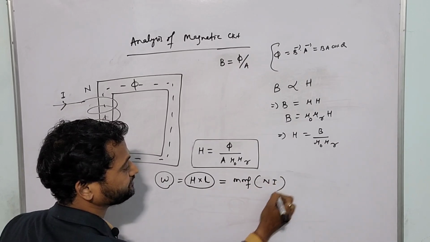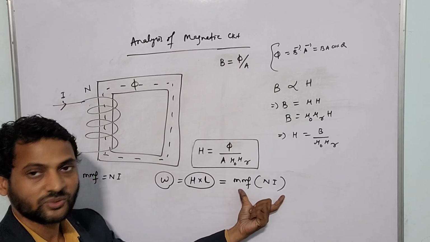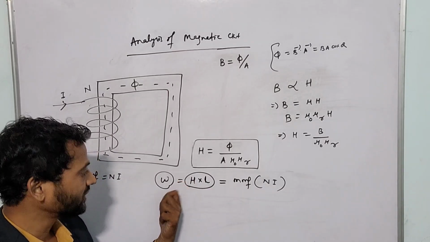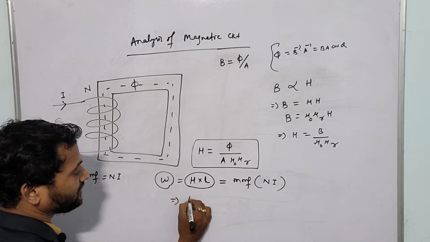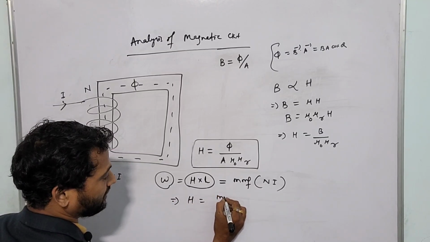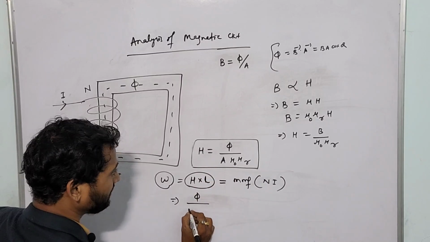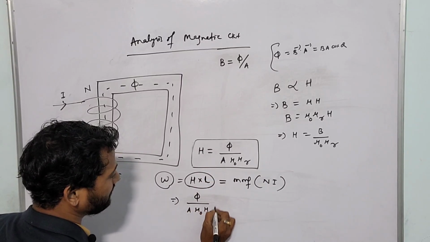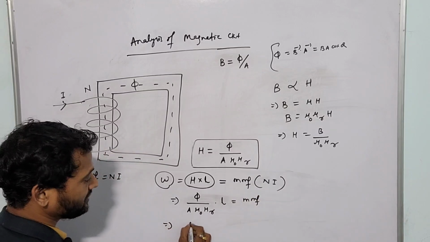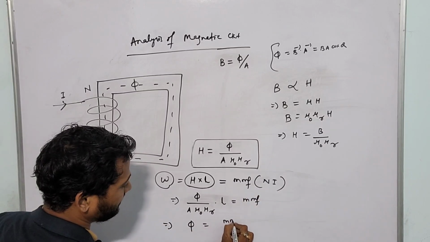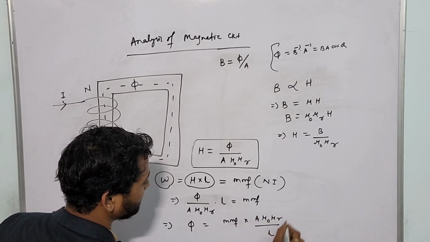mmf क्या है? Ni. मतलब as per the work energy theorem, it is energy. So as per the work energy theorem, HL is equal to Ni. ठीक है? H is what? Phi upon A into mu naught mu r, into L is equal to mmf. ठीक है? So phi is how much? mmf into A into mu naught mu r upon L.